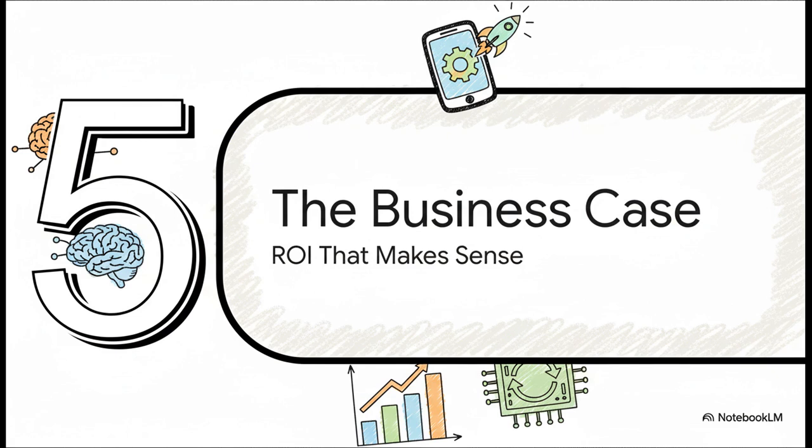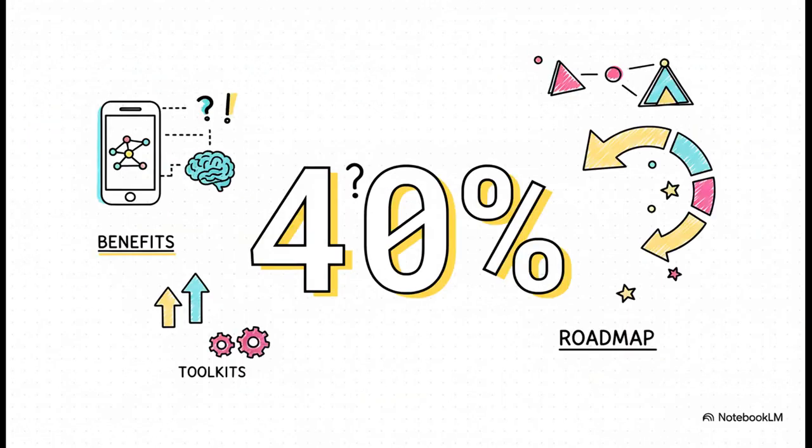All right, let's talk about the bottom line. Let's talk about why a business should actually invest in this. This is the business case for AI, and we're talking about a return on investment that truly makes sense. Let's just start with pure speed. Because you're writing your code once and it runs beautifully on both iOS and Android, companies are seeing their development times get slashed by up to 40%.